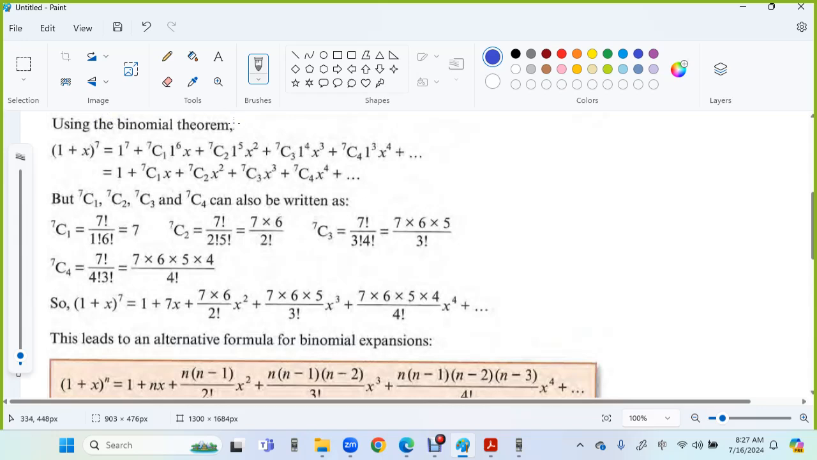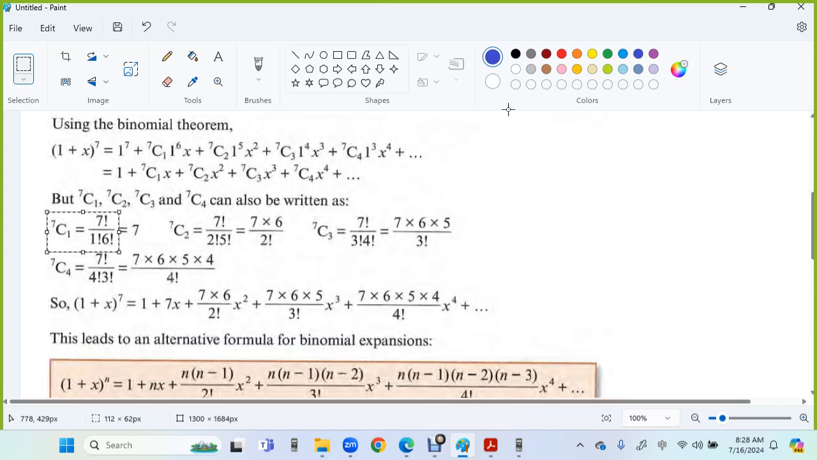If we use the binomial theorem for (1 + x)^7, then we have 1 to the power 7, 7C1, 1 to the power 6, 1 to the power 5, 1 to the power 4, 1 to the power 3, and so on. And we can see that 1 to the power of something is still 1. And then the 7C1 is 7 factorial.